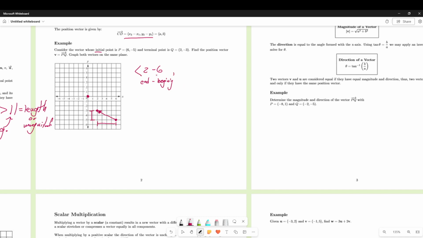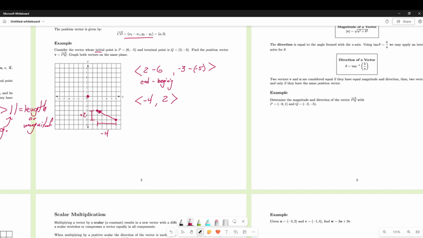Because we're going in the negative direction, so this better end up being negative. So we go 4 in that direction. And then end minus beginning again, so negative 3 minus the negative 5, or negative 3 plus 5, which is positive 2. So negative 4, positive 2. And that should be pretty clear on our graph.